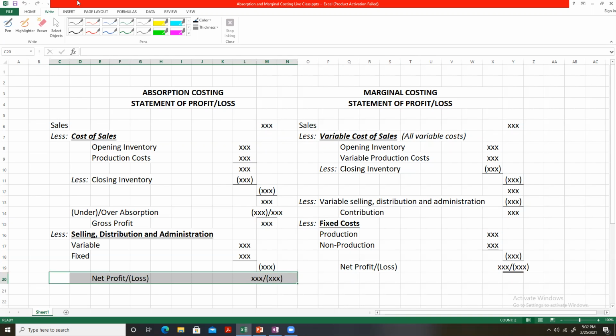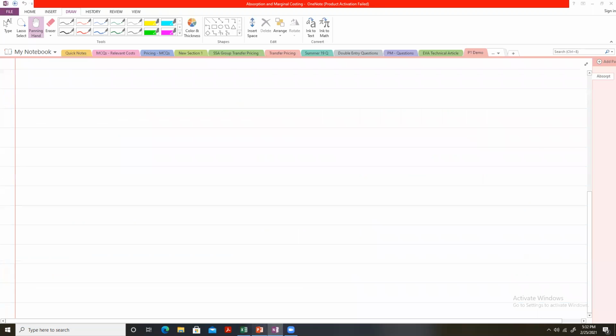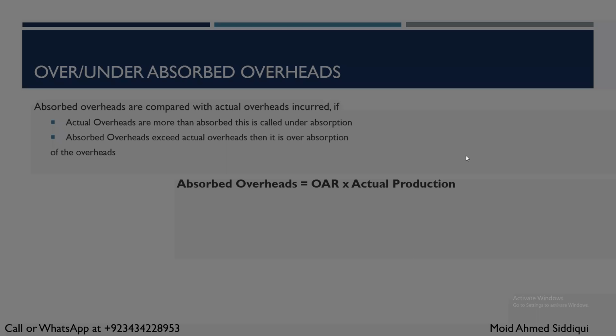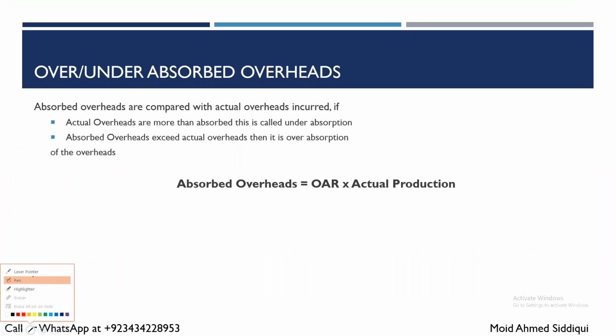Now, first of all, absorption of overheads, absorbed overheads. We absorb overheads in absorption costing using the overhead absorption rate. This overhead absorption rate is multiplied by the actual production, the number of units actually produced during the period, to get absorbed overheads.